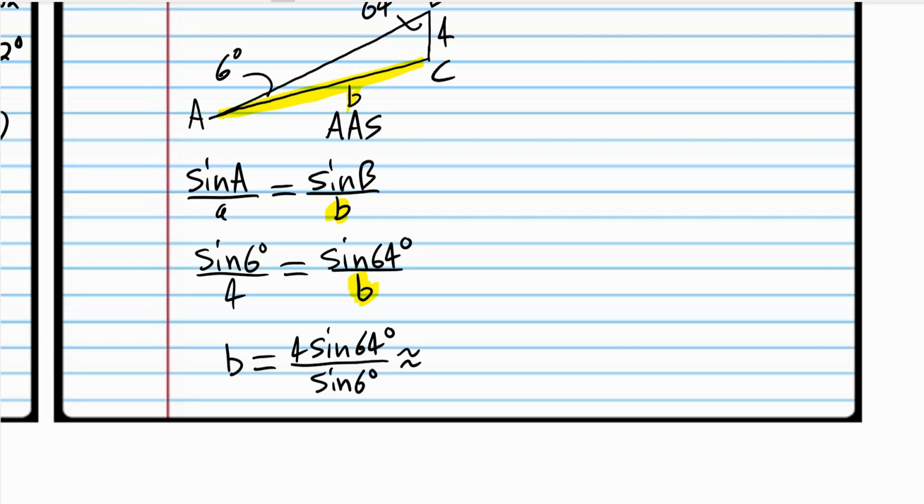And so now let's go to the calculator. Make sure you're in degree mode. 4 times sine 64, enter. And then divided by sine 6, enter. We get 34.394. And you want to keep that number in your calculator.